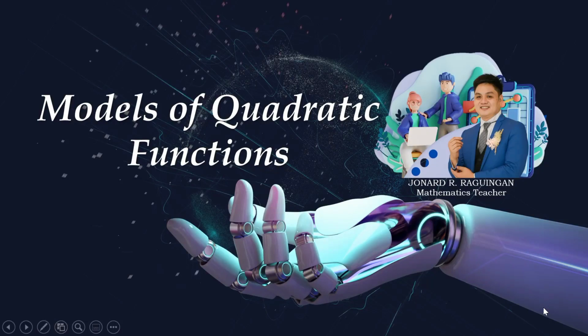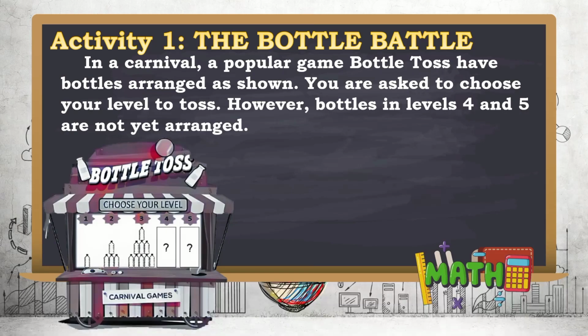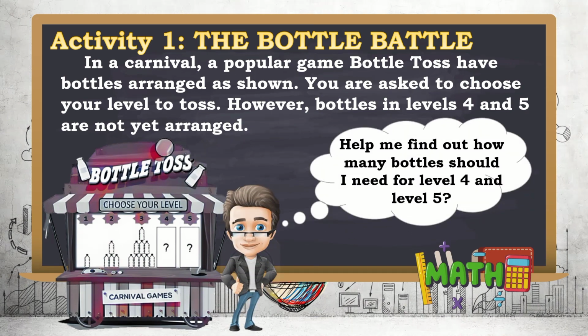Models of quadratic functions. Let's have this Activity 1: The Bottle Battle. In a carnival, a popular game, bottle toss, has bottles arranged as shown. You are asked to choose your level to toss. However, the bottles in levels 4 and 5 are not yet arranged. Help me find out how many bottles I need for level 4 and level 5.